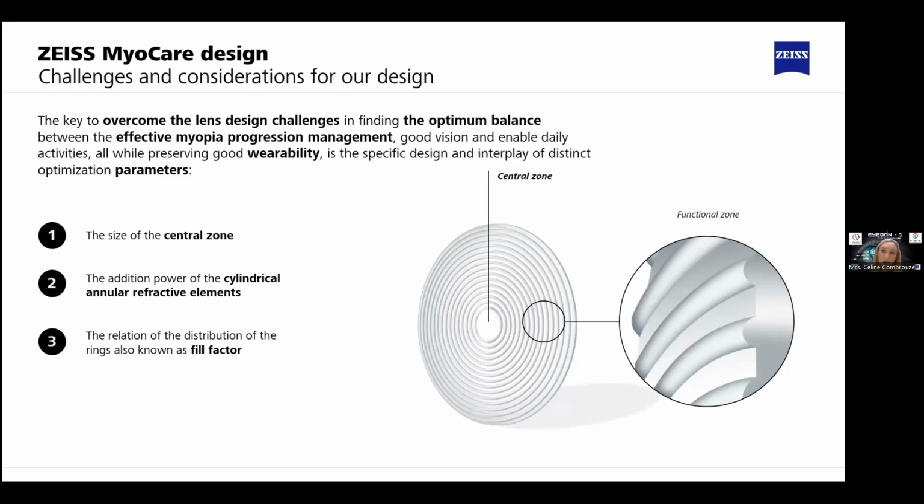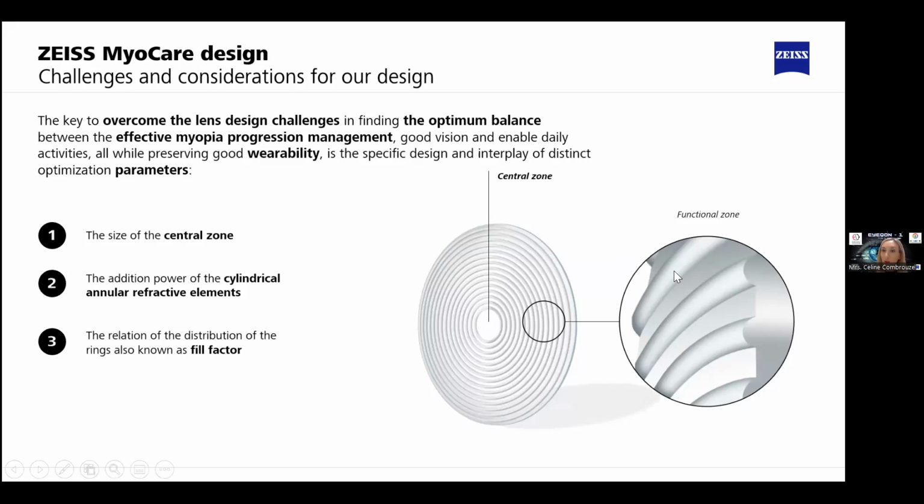So when we were studying myopia, what we really wanted to do was find the best balance between efficiency and wearability. So what are the parameters in this balance? The first one is what we call the central zone. This central zone is where you have the regular correction. So we had to find the perfect size to maintain very good comfort. Then you have the functional zone on the peripheral part.